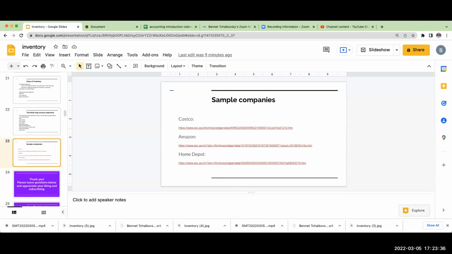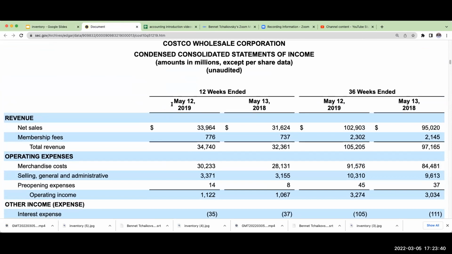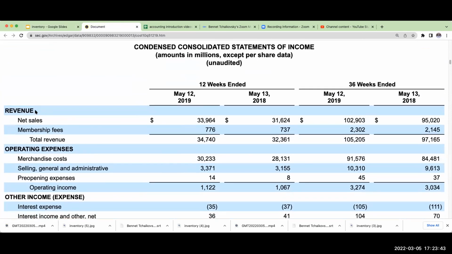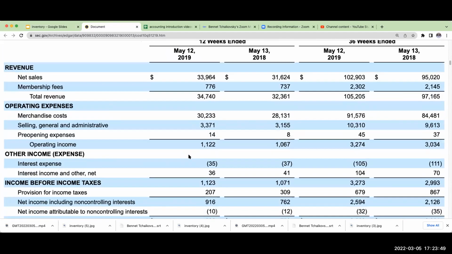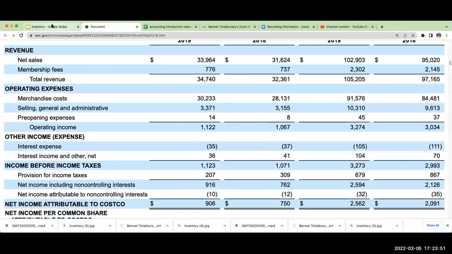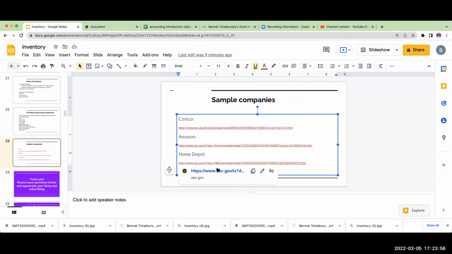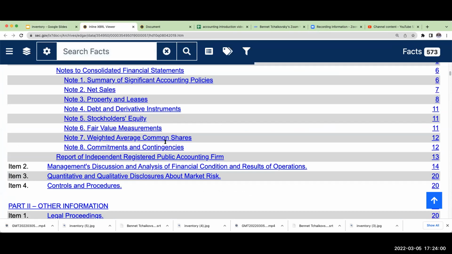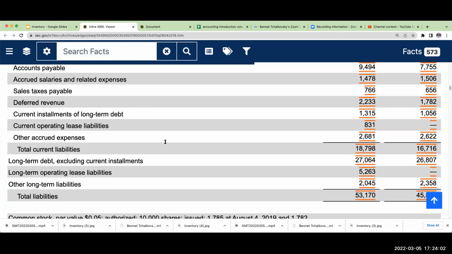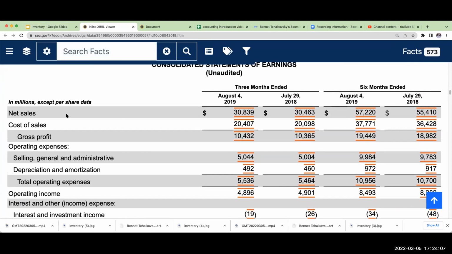So let's take a look real fast. This is Costco. This is a little bit of an older example, but if we look over here, they have their revenue, total revenue, expenses, other income expense. This may not necessarily be the best example, so let's take a look at another one. Let's go to the Home Depot. If I come over here and look at the Home Depot, this is what I was looking for. These were the droids I was looking for.